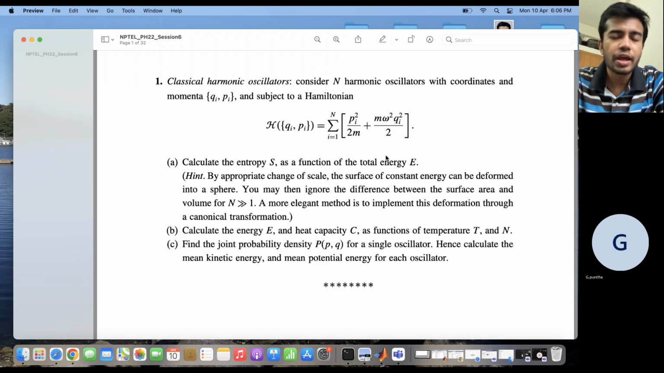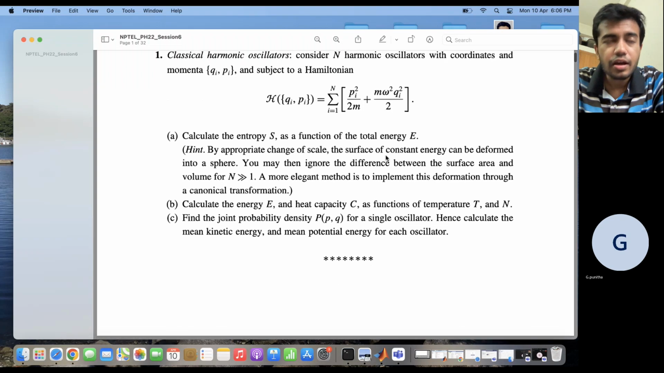Do you remember how to calculate the entropy as a function of total energy? Do you know how to calculate entropy when I give you a Hamiltonian of the system? If you recall, when we learnt about entropy in our initial lessons, what we had done was calculate the number of microstates corresponding to a given macrostate, right? So that was the entropy of that macrostate.